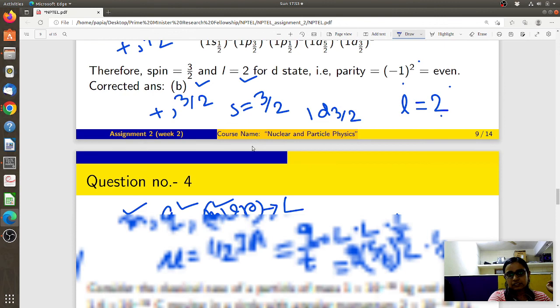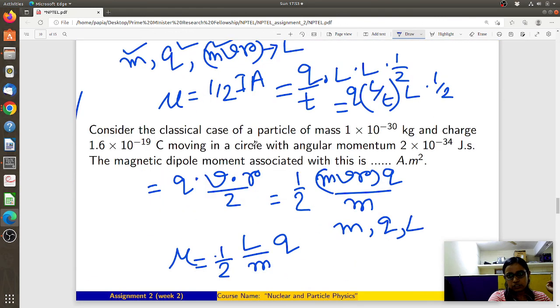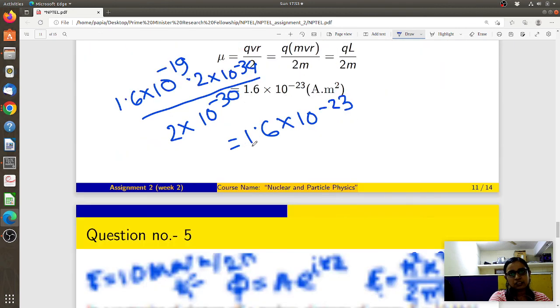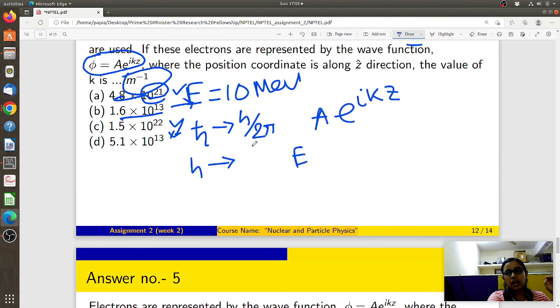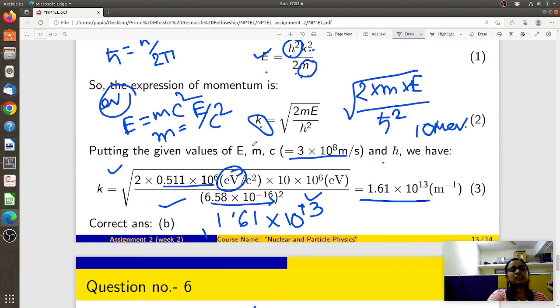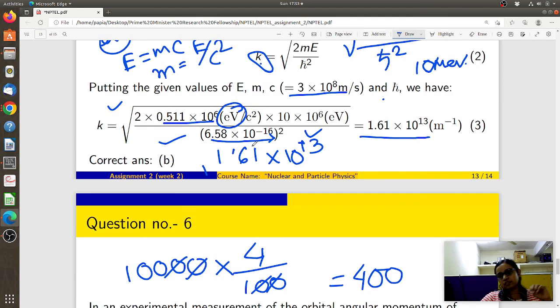And the fourth question, what was that? Okay, the fourth question is about the magnetic moment calculation, the fifth question is about the energy and momentum relation, and the sixth question is about the deuteron magnetic moment calculation. So this is the summary I wanted to give.